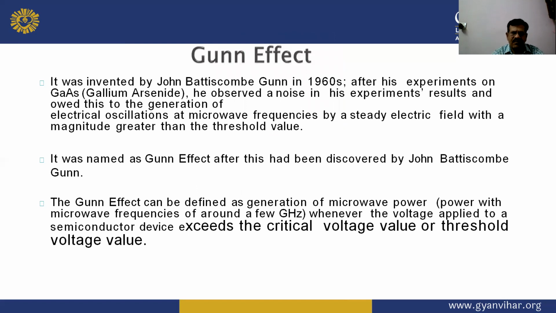Next, what is the Gunn effect? It was discovered by J. B. Gunn in 1960 after his experiments on gallium arsenide. He observed noise in the experimental results, which was the generation of electrical oscillations at microwave frequency by a steady electric field with a magnitude greater than the threshold voltage.